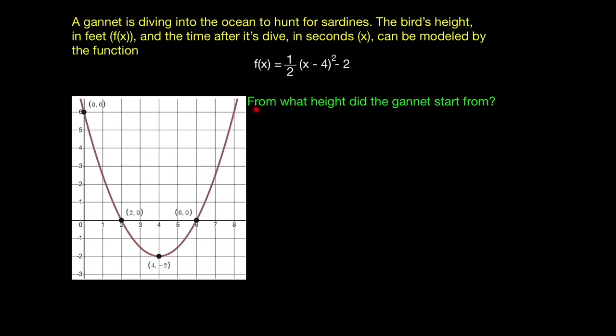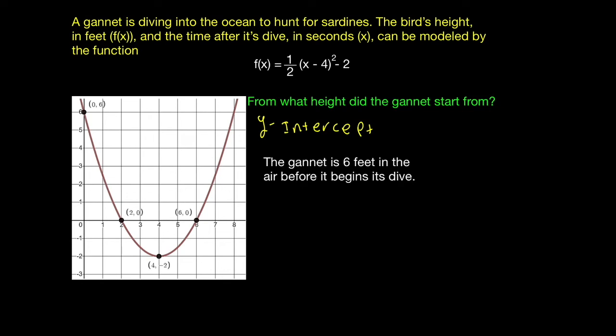Moving on, now we have to identify the key feature and then explain what it means in terms of the story. So from what height did the gannet start? Looking at the graph, the gannet starts at this point right here, (0, 6), and recall that the y-intercept is the point where the graph crosses through the y-axis. So here, we're going to identify the key feature as the y-intercept, and we can say that the gannet is 6 feet in the air before it begins its dive.